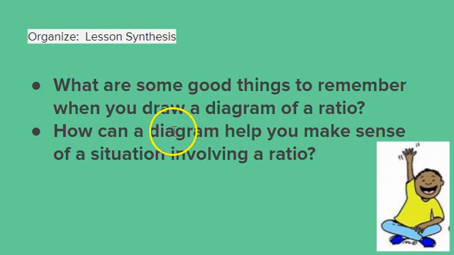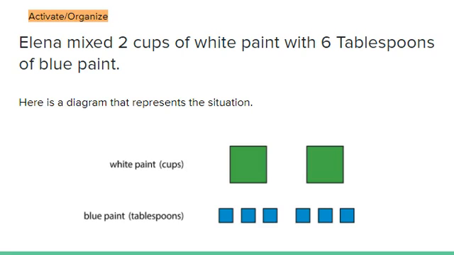So what are some good things to remember? Well, when you're drawing a diagram of a ratio, it should match up with whatever you're representing. Not only should it match up, but it should be labeled or it should be obvious as to what it is. Think back to here where they had the white paint cups labeled as that and the blue tablespoon paint labeled in a different way. They had the labels off the side and then pictures to represent it.